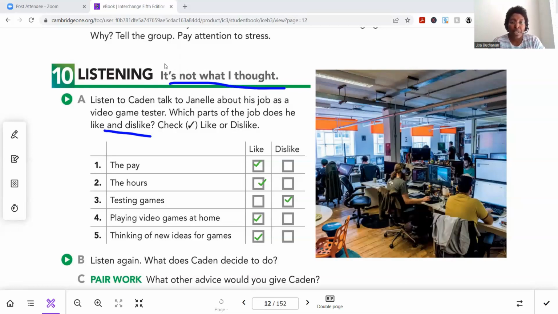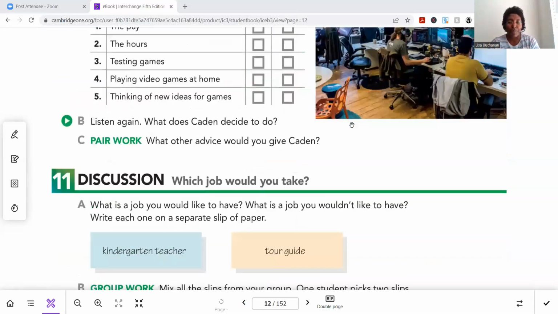Okay, can you answer the question then? What does Caden decide to do? Well, the answer: Caden is going to keep working for a while and then go back to school to become a software developer. That is what he's going to do. So hopefully you listened well.